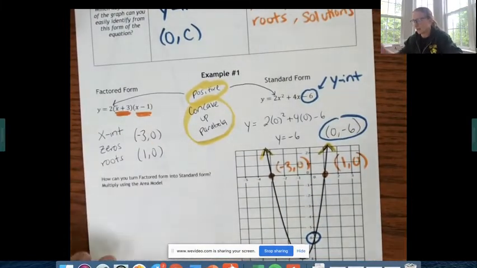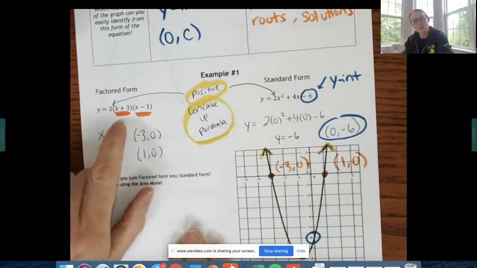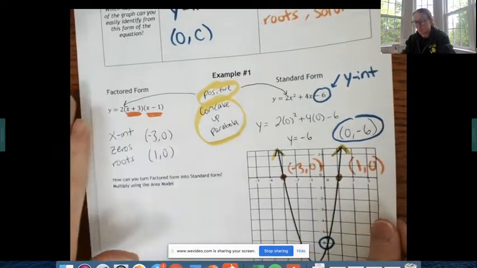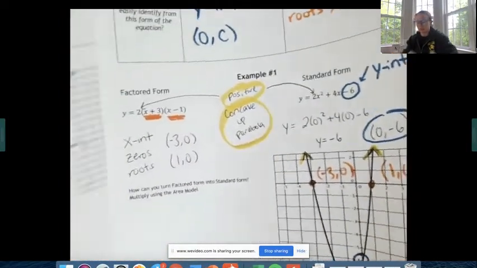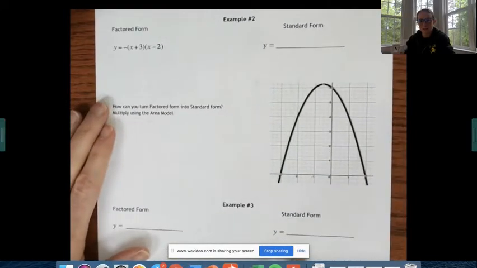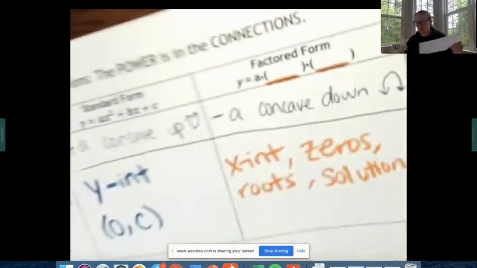Let's go ahead and do a few more examples, and then we're going to come back and see how we can turn this form into this form. So I'm going to flip over to do example number 2. All right, example number 2. Oh, actually, let's go back. Let's learn because this one makes us do it.